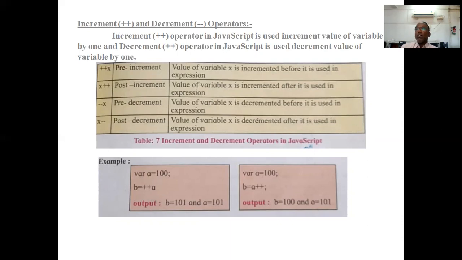So we will see these increment and decrement operators. This can be used in two ways: pre-increment and post-increment, as well as pre-decrement and post-decrement. So we will see one table, increment and decrement operators in JavaScript.